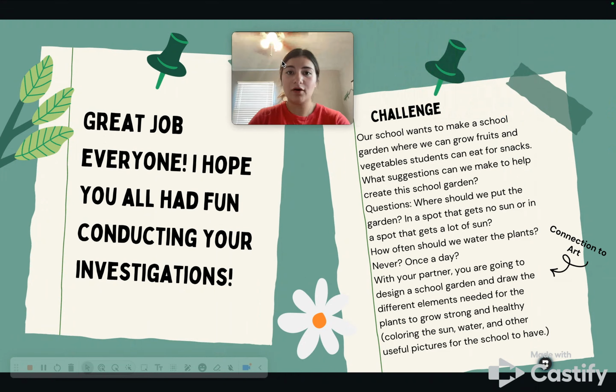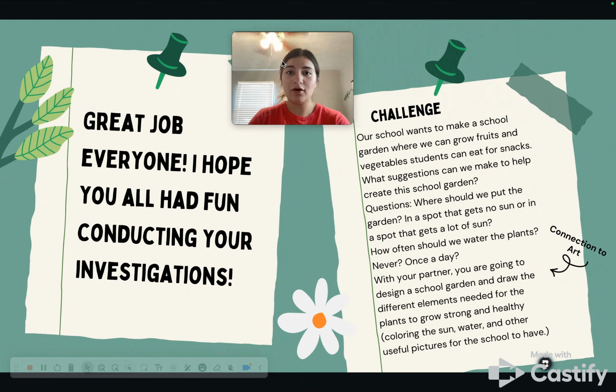So where should we put this garden? Should we put it in a spot that gets no sun or in a spot that gets a lot of sun? Remember, think about what our plants needed to grow healthy and strong. How often should we water the plants? Should we never water the plants or once a day?